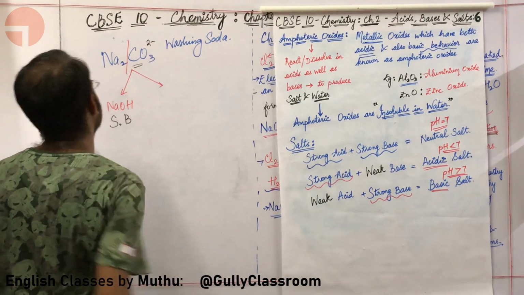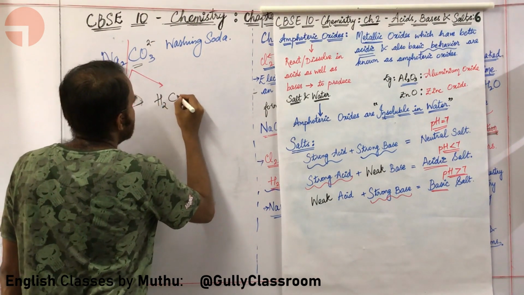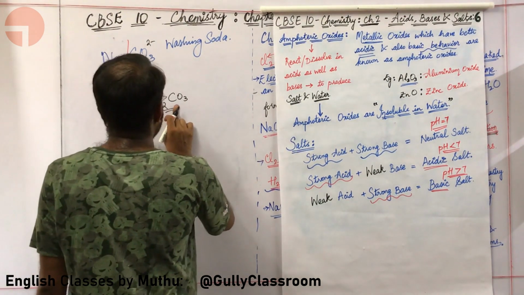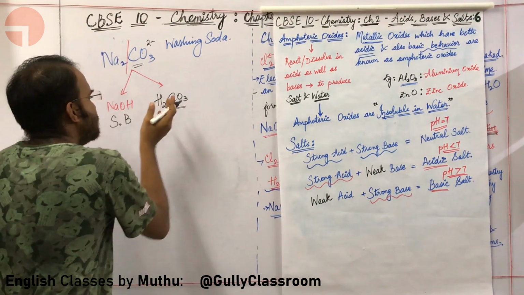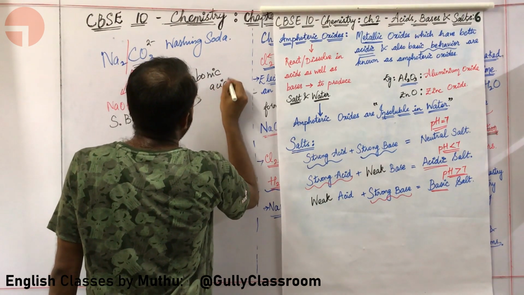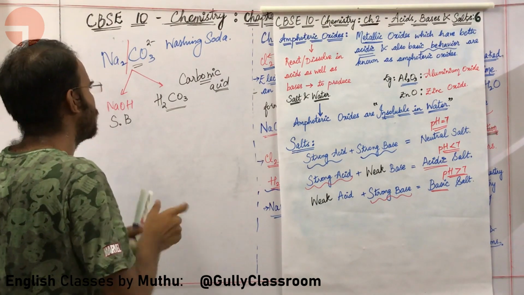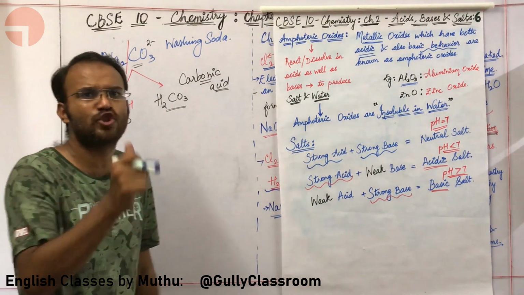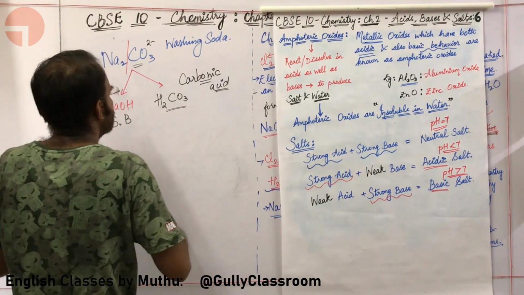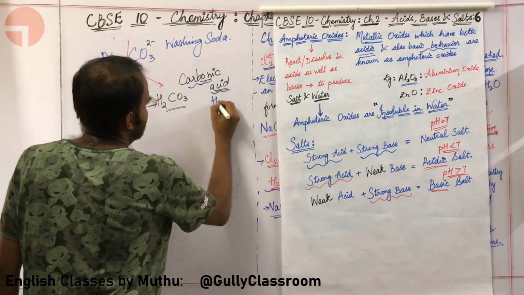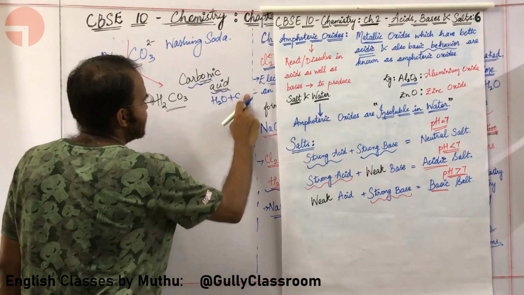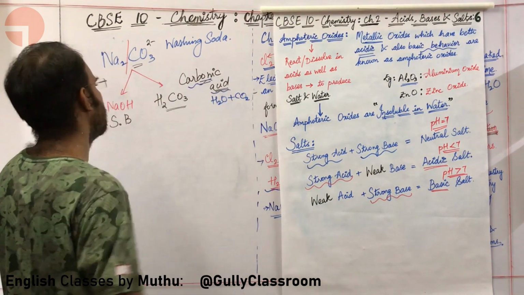What about CO3 2 minus, sir? CO3 2 minus is from H2CO3. What is H2CO3? It can be simply called carbonic acid. What is carbonic acid in fact? Carbonic acid is nothing but the soda that we drink. Carbonic acid is a combination of water and carbon dioxide.